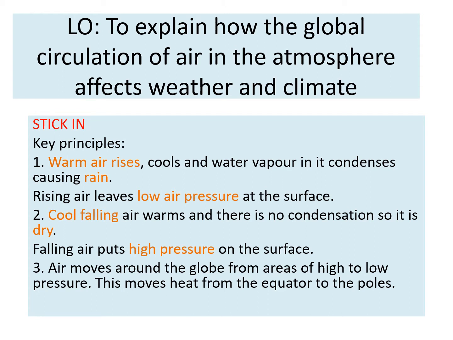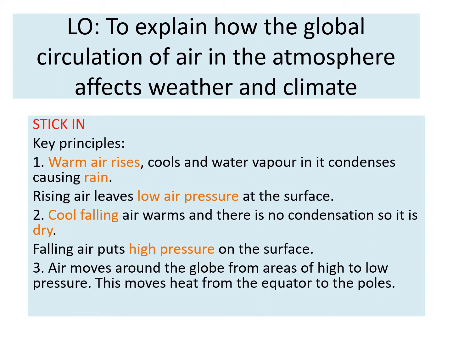So we've got some key principles that underlie our lesson today. The first one is wherever warm air rises, it cools, the water vapour in it condenses, causing rain. And this leaves low pressure at the surface because the air is rising. So rising air makes rain, RR, rising rain.